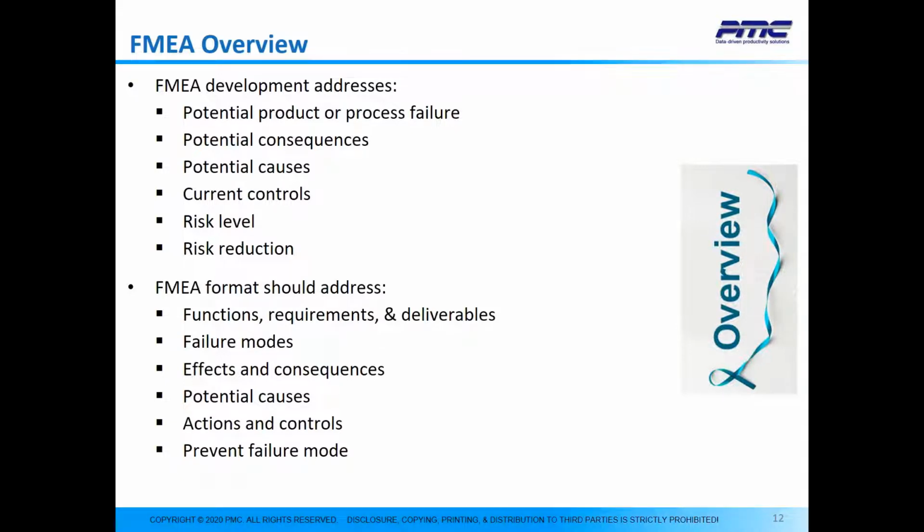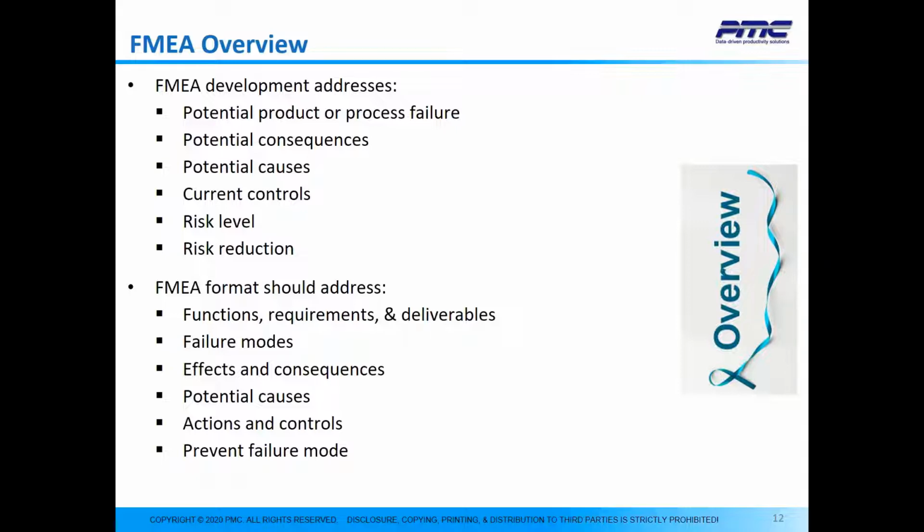FMEA development, either design or process, uses a common approach to address the potential for the product or process to fail to meet expectations: potential consequences, potential causes of the failure mode, application of current controls, level of risk, and risk reduction.